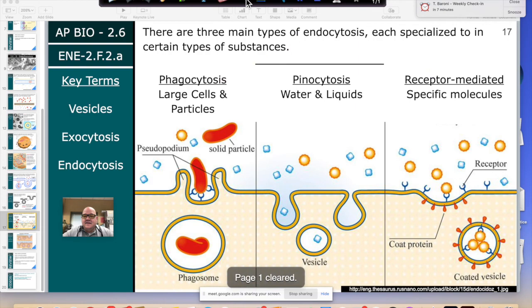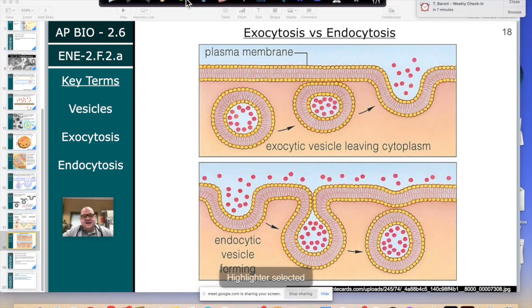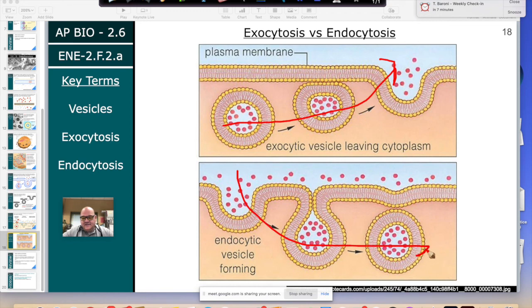Questions? Is everybody okay out there? All right. So just another cartoon that shows this. So exo is going out, endo going in. Okay, so exit for endo. Or I'm sorry, exocytosis for exit. Said that backwards.